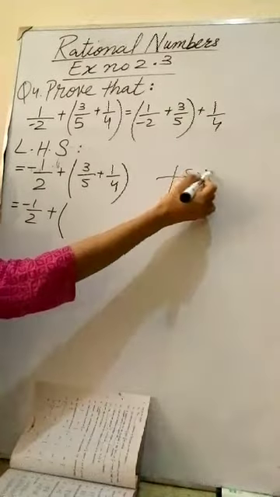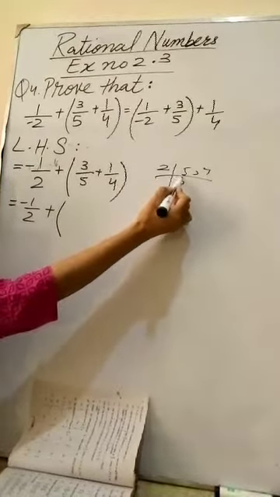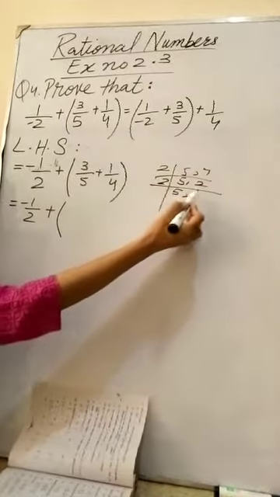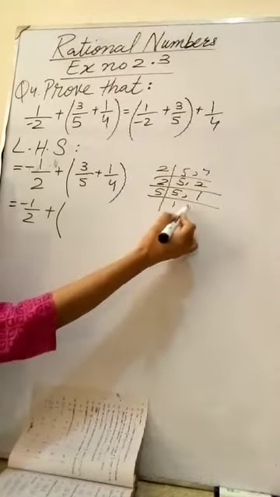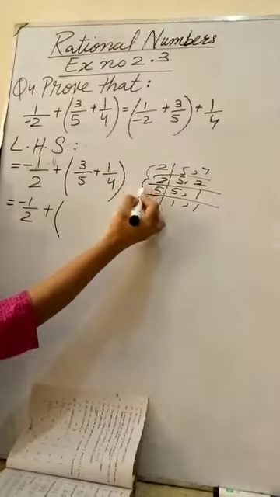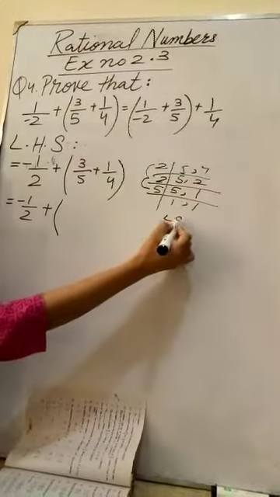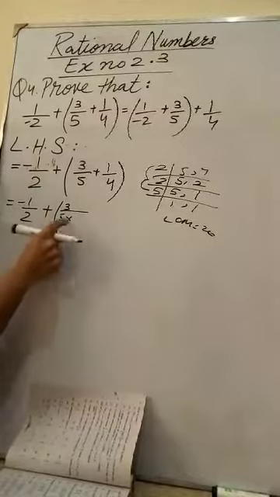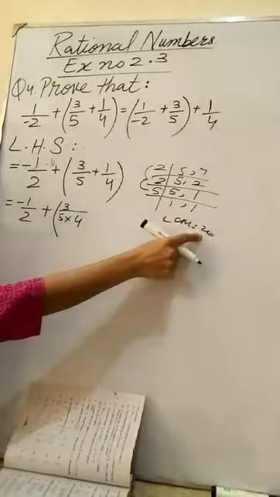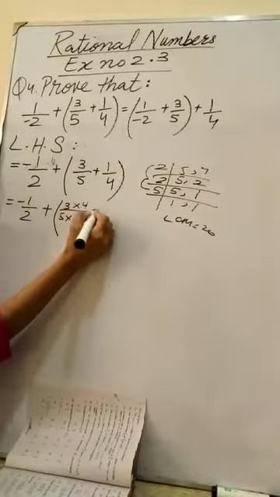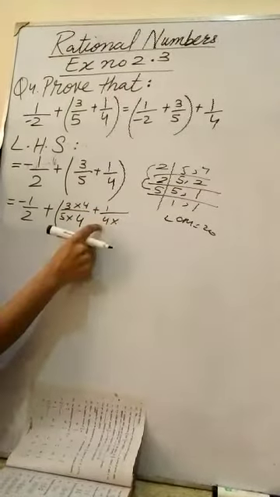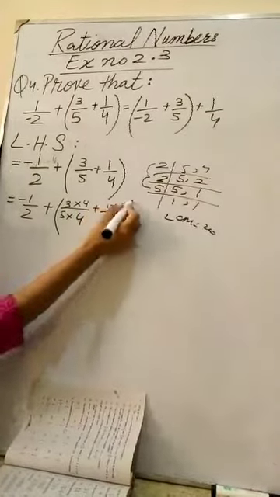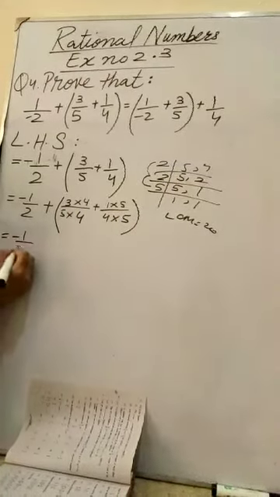LCM starts with 2. 2, 5 is not possible with 2. 2 times 2, 4. Then again with 2, 5 is not possible. 2, 1 times 2. Now 5, 1 times 5. 2 times 2, 4. 4, 5 times 20. It means LCM is 20. 3 over 5. 5 times 4 is 20. Multiply the numerator plus 1 over 4. 4 multiplied by 5 is 20. Multiply in the numerator.